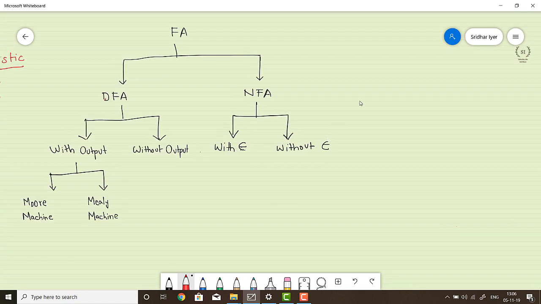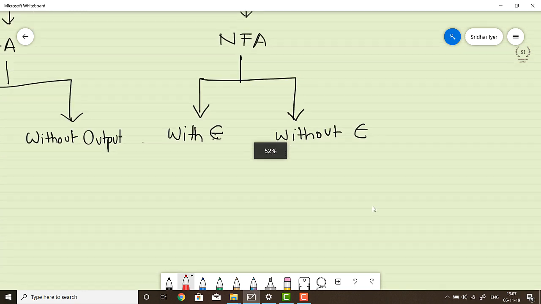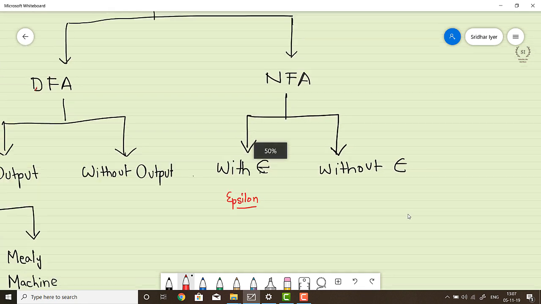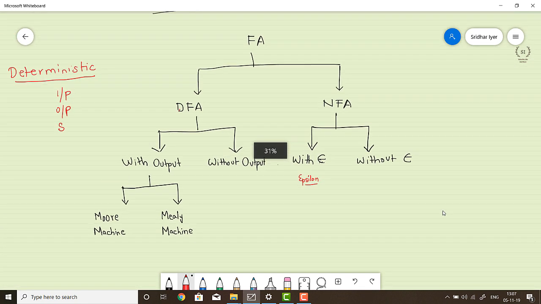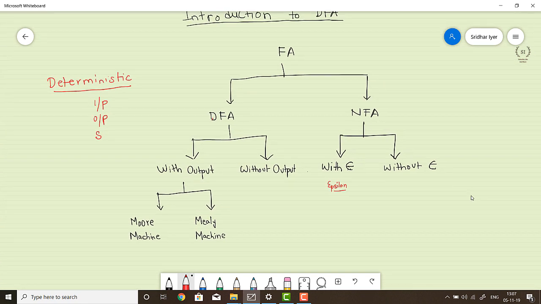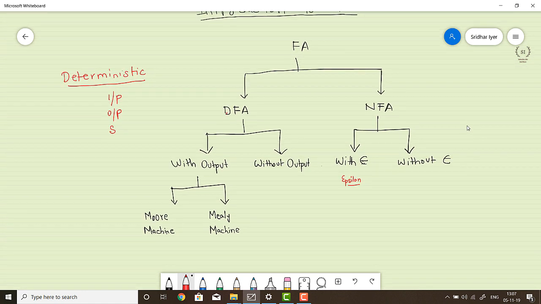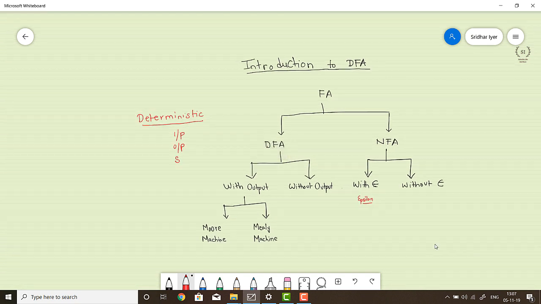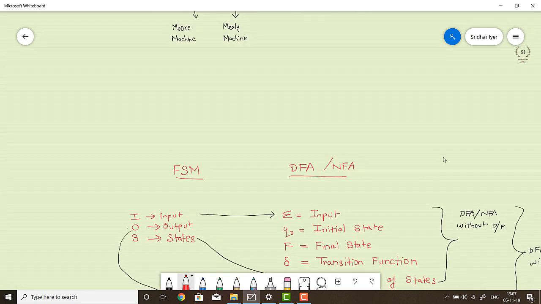Similarly, NFA has two classifications, with epsilon and without epsilon, where epsilon stands for null. So NFAs can make transitions either on some input or without any input as well. So these are the basic classifications of NFA. That is how we classify a finite automata into DFA and NFA, further into with outputs, without outputs, and NFAs with epsilon and without epsilon. So this is the major classification of FA. Now let's focus our attention on DFA.